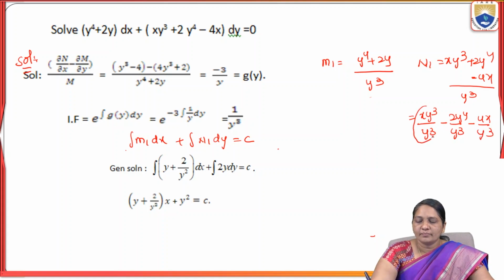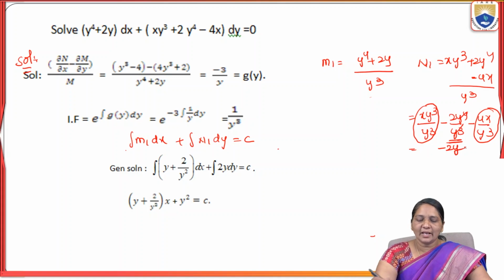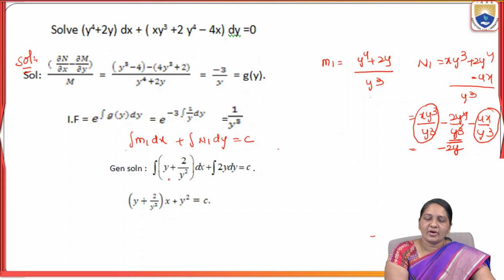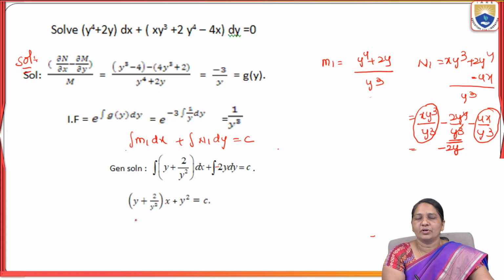In the first term we are having x, and in the last term also we are having x. So that means we can take only the second term, where y³ will be cancelled. Finally we can take this value as 2y. So the integral of (y + 2/y²) dx plus the integral of −2y dy equals c.